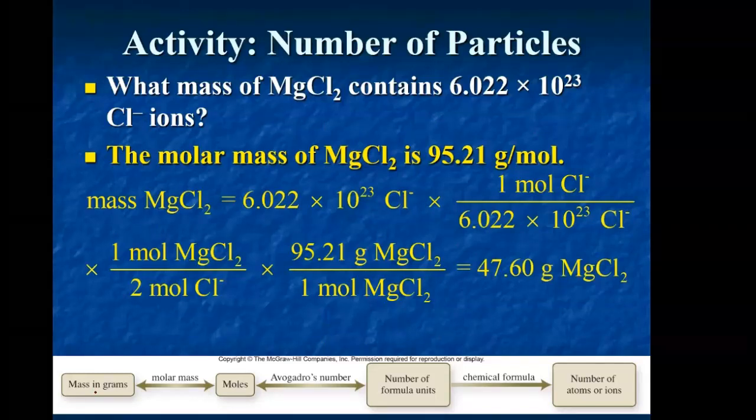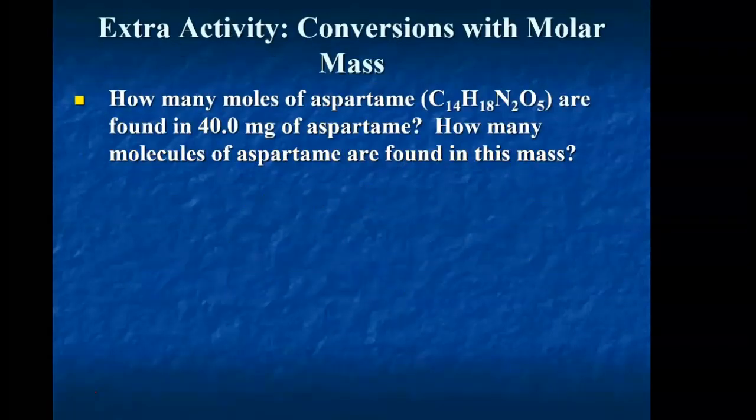Okay, so let's see here. Oh, hey, this next one was a quiz question I had last semester. I put it in the lecture this year. Okay, so this is exactly, by the way, what your quiz looks like when you take this. Very similar. So how many moles of aspartame, this is like that artificial sweetener, are found in 40.0 milligrams? And question number 2, how many molecules of aspartame are found in this mass? So we have 2 problems here, right? So I'm going to separate both of these.